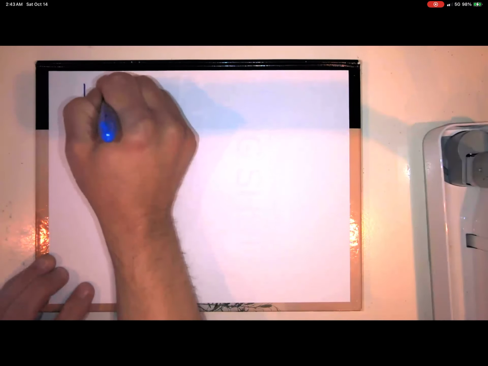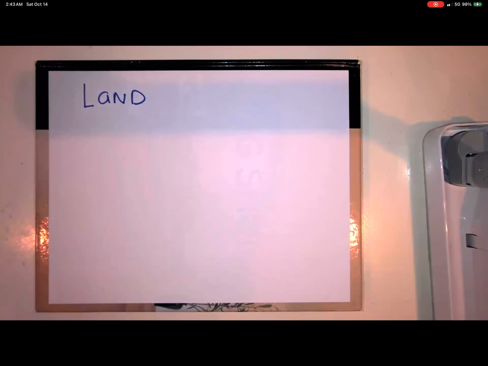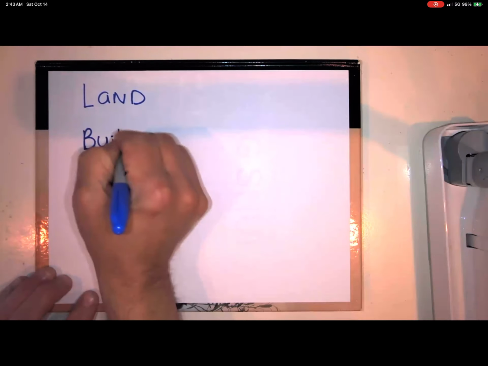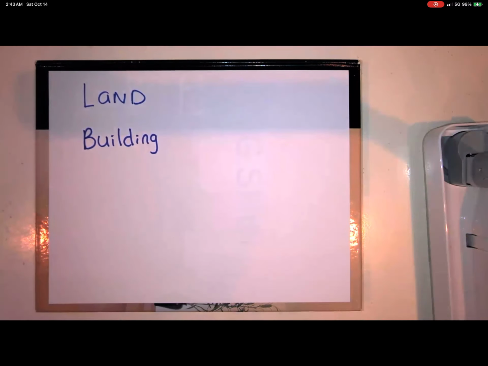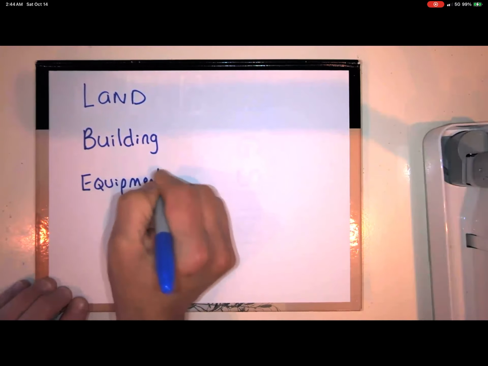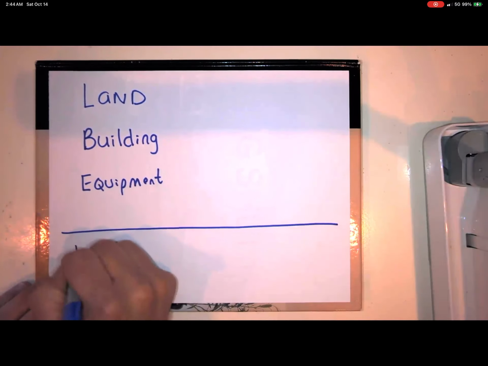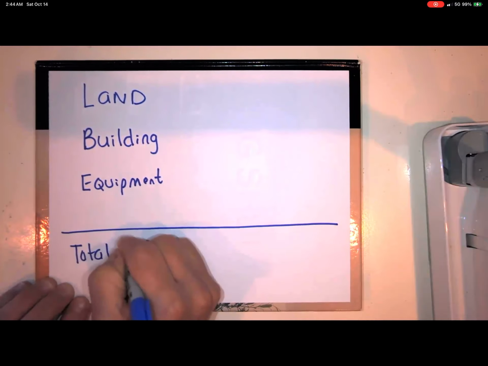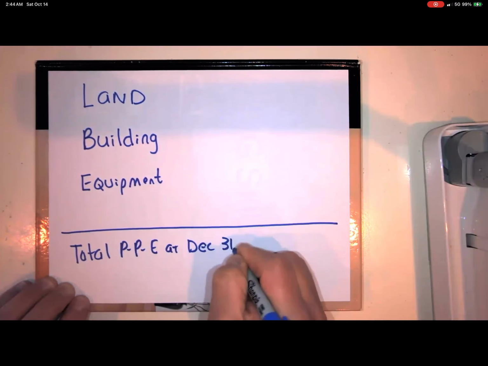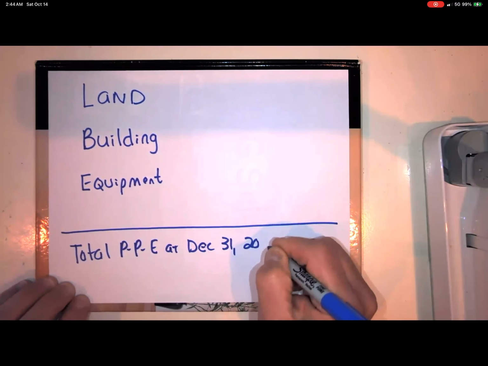But he's absolutely right. The property, plant, and equipment includes your land. The land is the property. That includes your buildings. The buildings are the plant. And the equipment is the equipment. So land, buildings, equipment. We're going to get to our total property, plant, and equipment at December 31st, 2026.